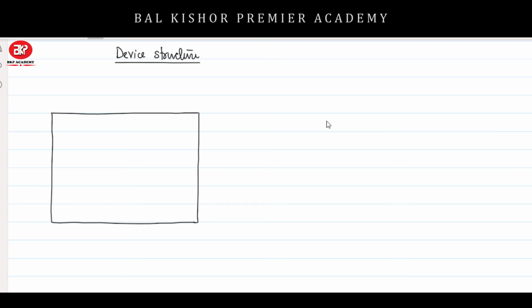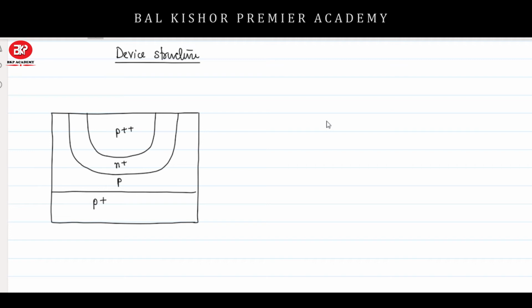At the bottom of the device there will be a P plus structure. Next there will be a region like this. There will be another region which will be like this. So from this structure we can say this is the P region, this is the N plus region, and this is the P plus plus region.